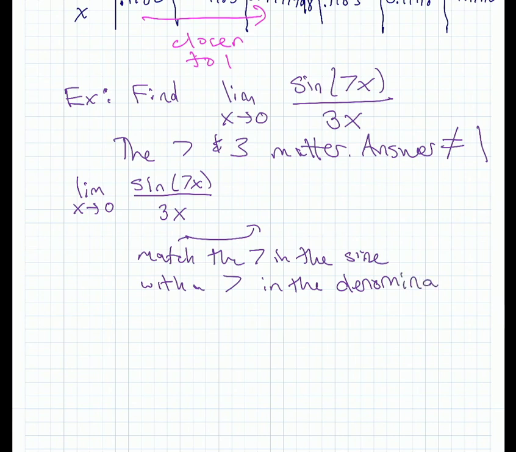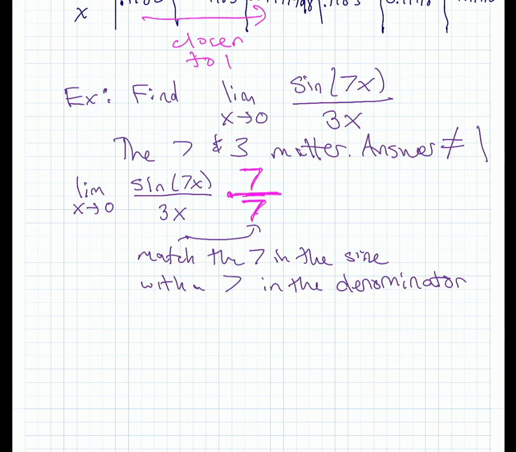Now, how are you going to get a 7 in the denominator? Well, you're going to have to add one because there's not one there, right? But you can't just add a 7 in the denominator and not do anything to the numerator because you'd be changing the problem. So if you add a 7 to the denominator, you have to add a 7 to the numerator. So I'm just going to multiply by 7 over 7.